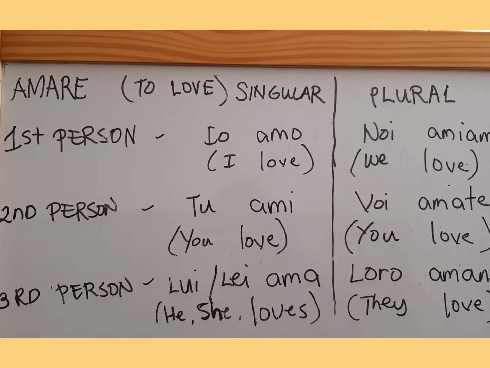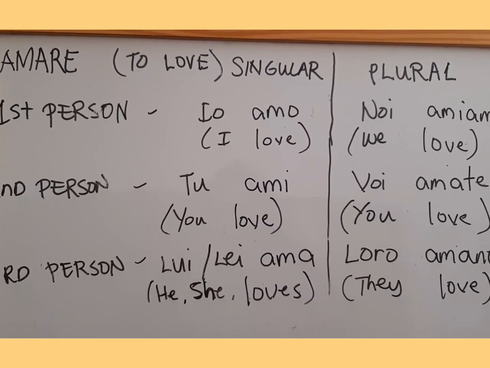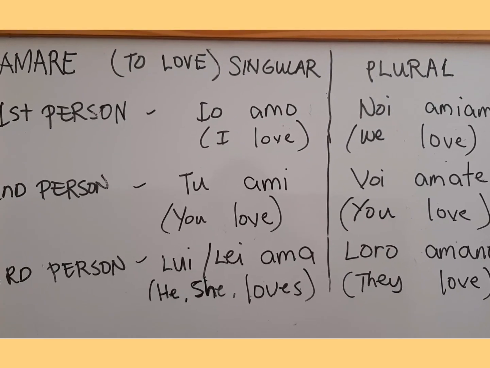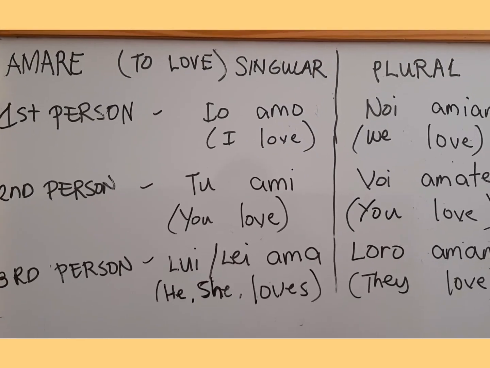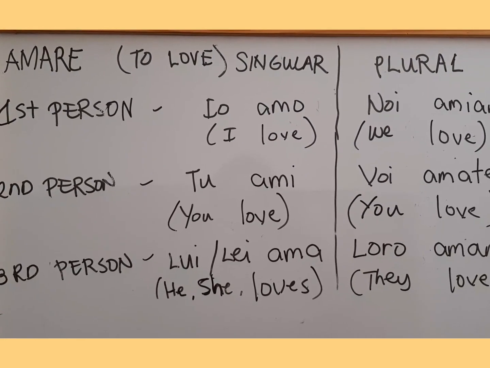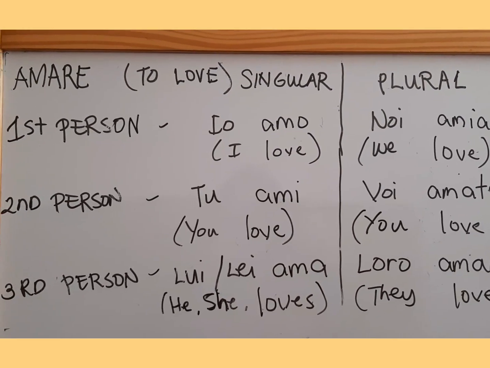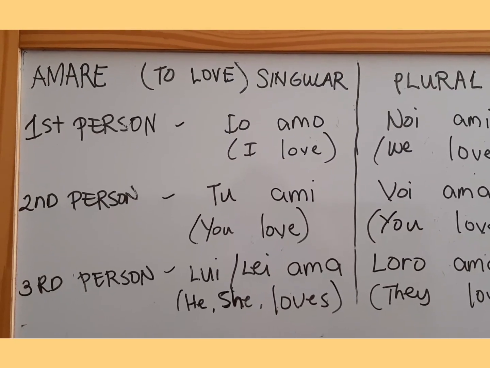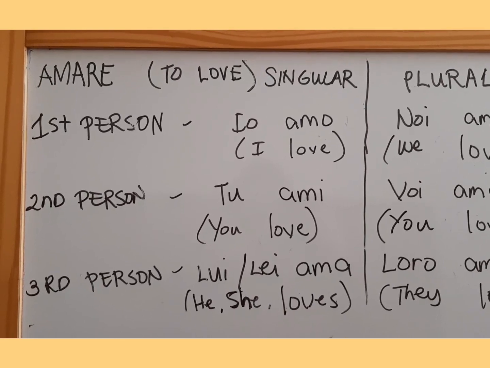Now let's try amare, to love. Amare. Io amo, I love. Tu ami, you love. Lui, lei ama. He, she loves. Noi amiamo, we love. Voi amate, you love. Loro amano, they love.